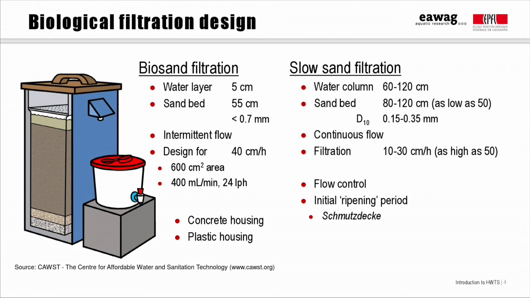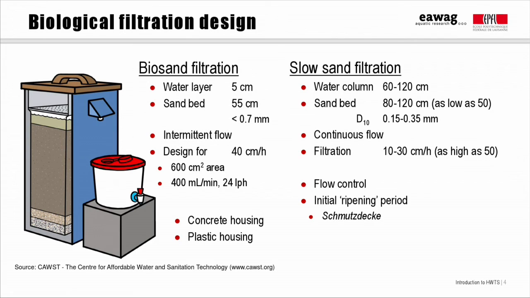And the sand that's used in a household biosand filter can be a little bit larger than in a conventional slow sand filter. CAWST recommends that the sand should pass through a 0.7 millimeter sieve. But one of the biggest differences is that the household biosand filter is operated intermittently with batches of 12 liters in this design, and also the pore volume in the sand layer has a volume of 12 liters.